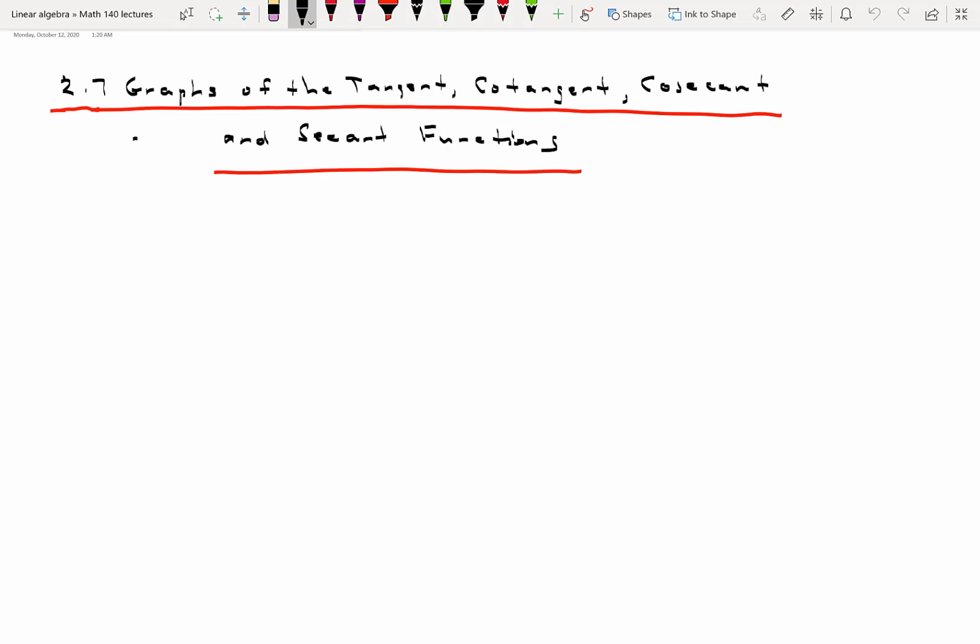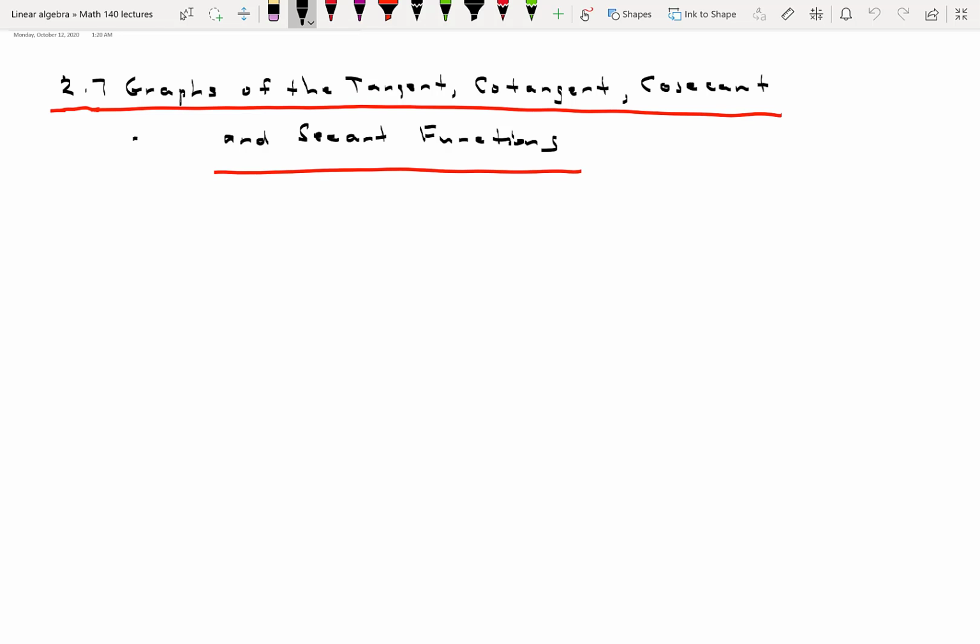Now in calculus, you're probably going to do work with all six of the trig functions and much more work with specifically the tangent, cotangent, cosecant, and secant functions. At that point, though, you will have developed some really fancy techniques for looking at graphs. So the idea is just to get a basic idea of the shape of each period of the remaining four trig functions. So let's go ahead and get started.